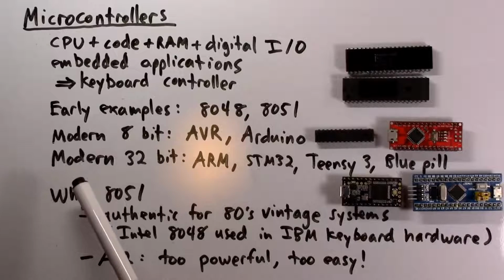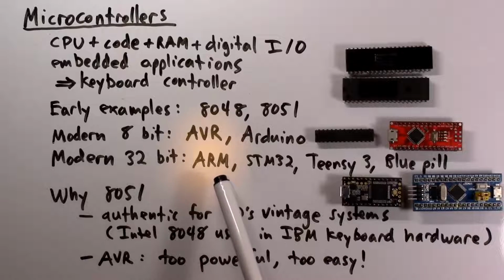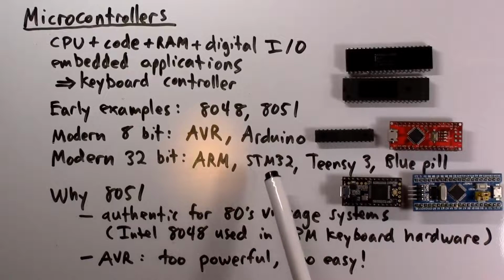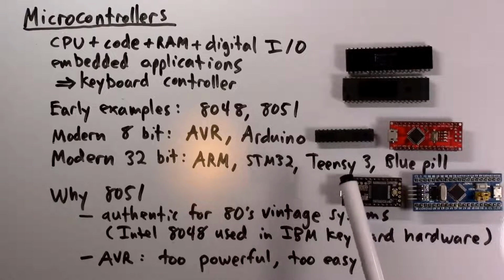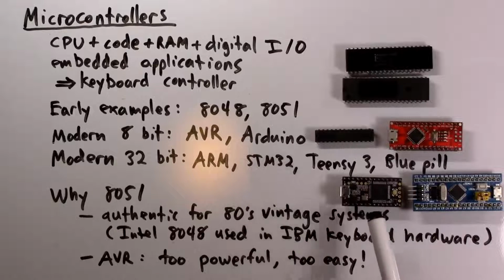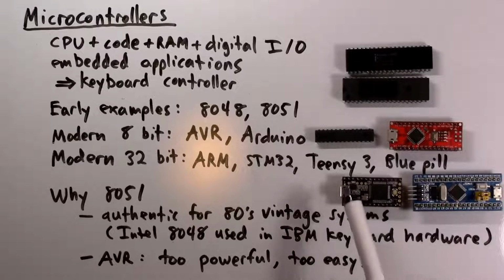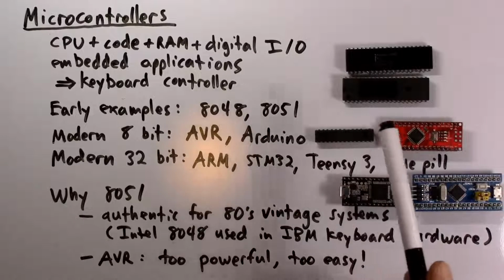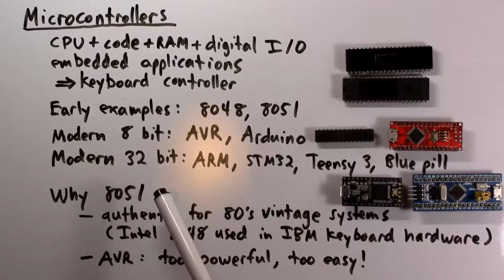And then there are, of course, all kinds of modern microcontroller chips, mostly based on the ARM architecture, such as the very popular STM32 microcontrollers. There are all kinds of hobbyist-friendly examples of systems built on these 32-bit ARM microcontrollers, such as the Teensy 3 and the ubiquitous Blue Pill devices. All of these modern ones are great for hobbyists. They're easy to use. So why am I interested in the 8051?